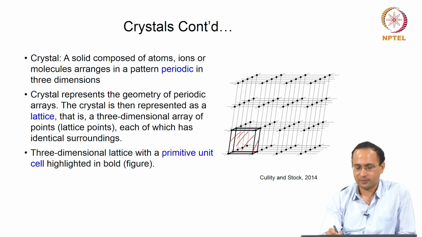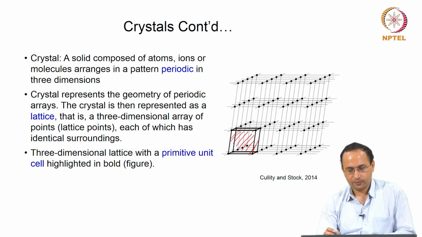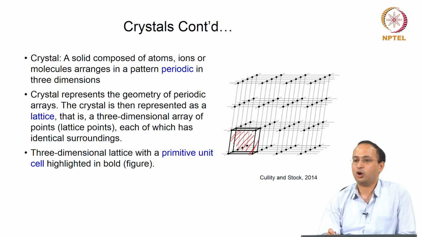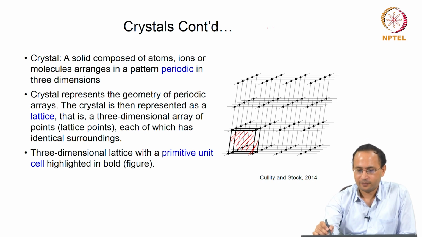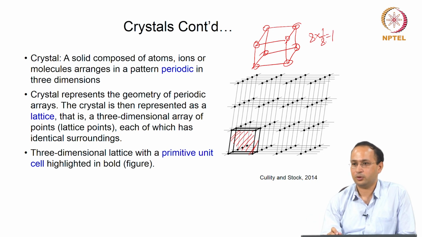So, this one is the primitive unit cell. It is called primitive because it has one atom per unit cell. We will come back to it. This is the primitive cell. It has 8 atoms at the corners, 1, 2, 3, 4, 5, 6, 7, 8, and each atom is shared by 8 unit cells. So you have 8 times 1 by 8, which gives you 1.